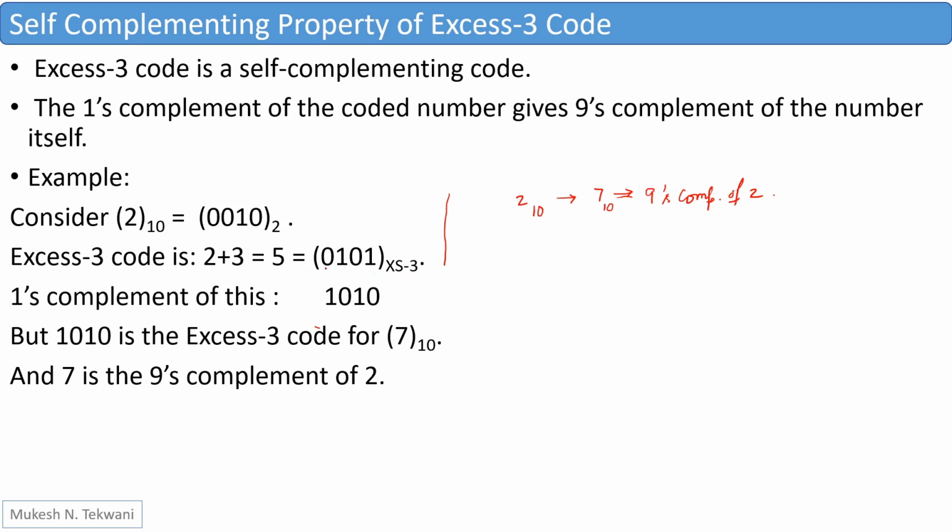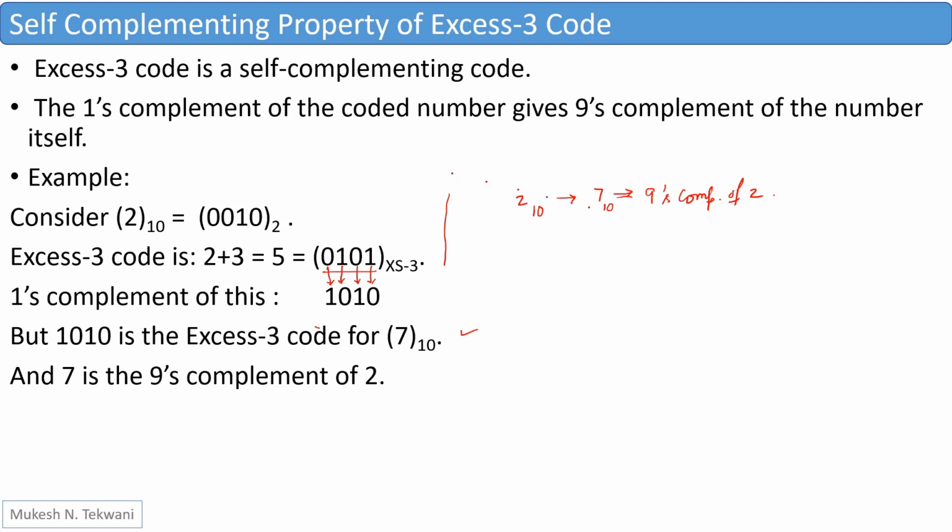Now let us take this number itself, 0101. If we take its ones complement, we just have to complement each of the bits. So 0 becomes 1, the 1 flips over to 0, 0 here flips to 1, and 1 becomes 0. So the ones complement is 1010. But if you observe, 1010 is the Excess-3 code for 7. And this 7, we said, is nothing but the nines complement of 2.